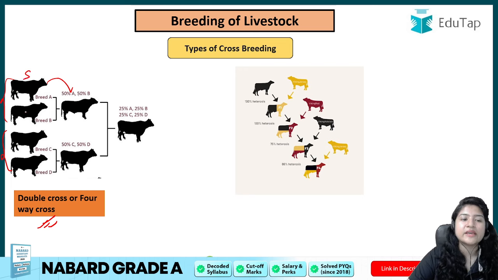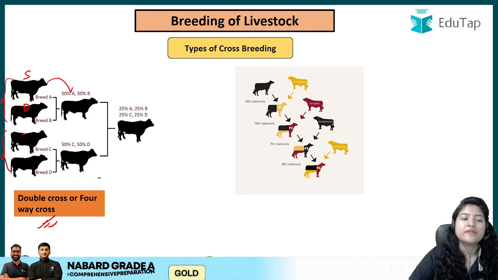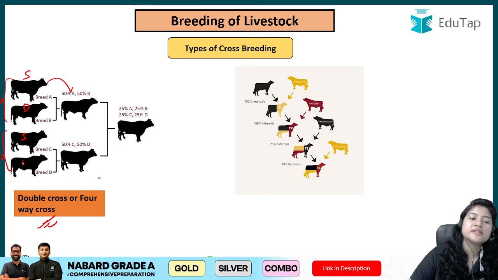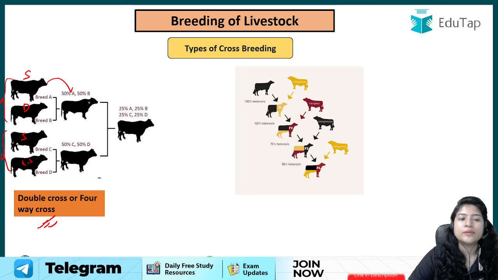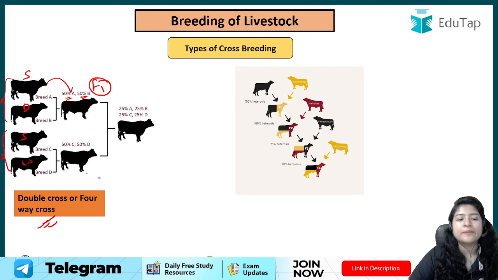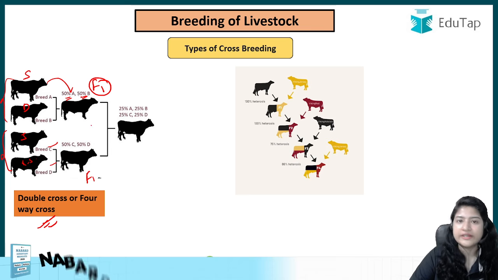For example, Sahiwal, Deoni, here we have taken Jersey, here we have taken Red Sindhi. Okay, suppose you have taken four different breeds. Breed A and breed B, when mixed, what will you get? F1 progeny. It will have 50% of A genes, 50% of B genes. Then here also the F1 progeny that will be formed, here you will have 50% of C genes, 50% of D genes.